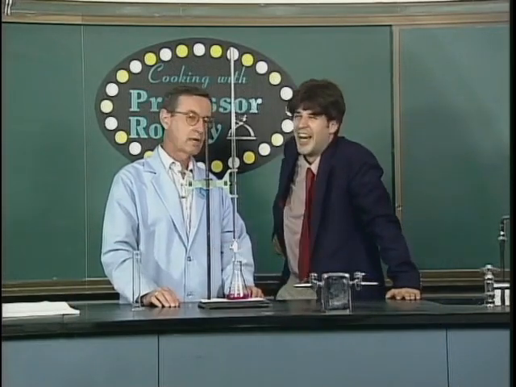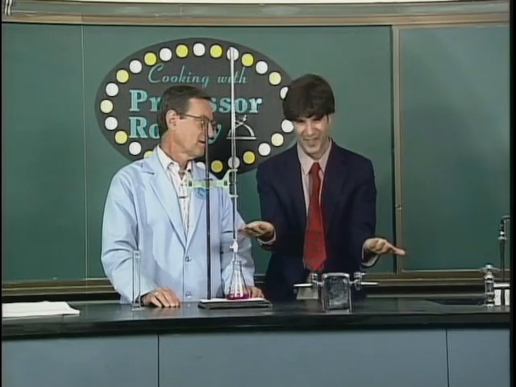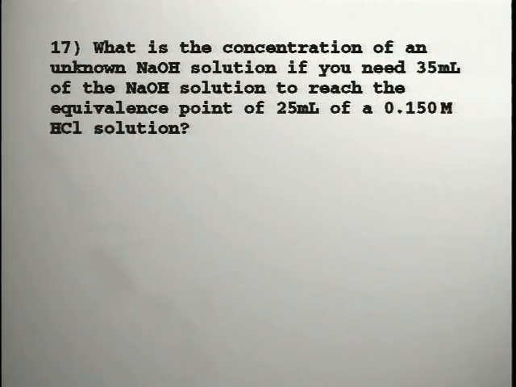Yes, and what do you suppose the concentration is of the 35 milliliters of the sodium hydroxide solution? Well, I don't know. How would we find that out? Well, let's do a titration calculation. Okay, here's the problem. What is the concentration of an unknown NaOH solution if you need 35 milliliters of the NaOH solution to reach the equivalent point of 25 milliliters of a 0.150 molar hydrochloric acid solution?